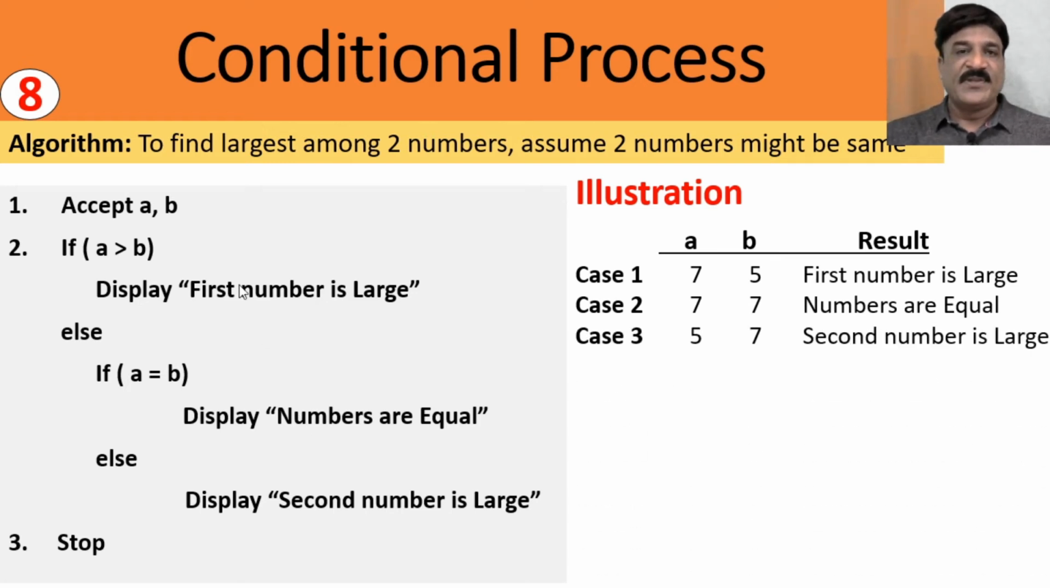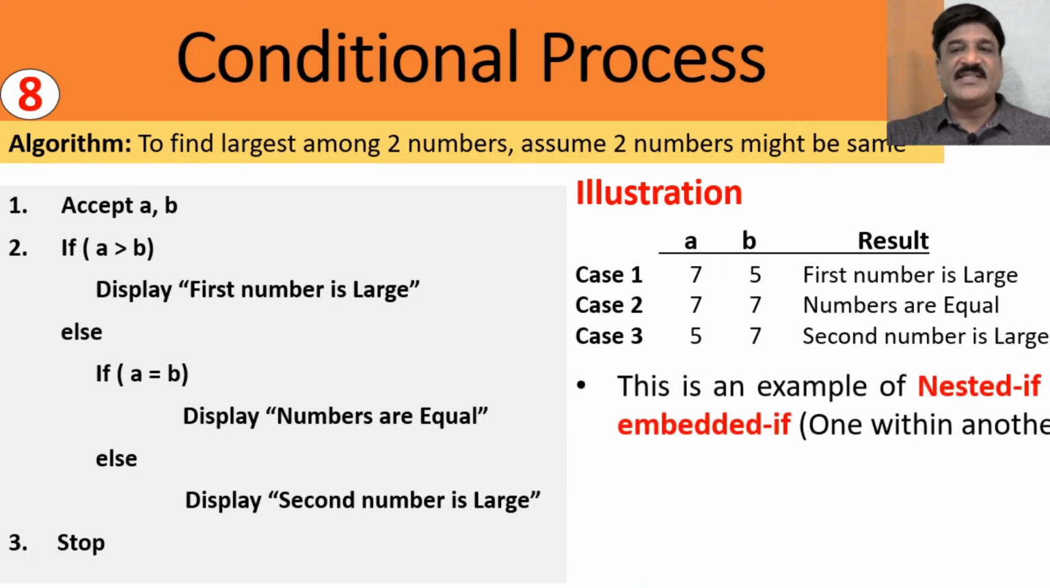Now the third case. Is 5 greater than 7? No. The condition is false, so control will be transferred to this part. Now here again we check whether 5 is equal to 7. No. The condition is false. Again it means control will be transferred to this block. And here what are we doing? We are displaying a message: the second number is large.